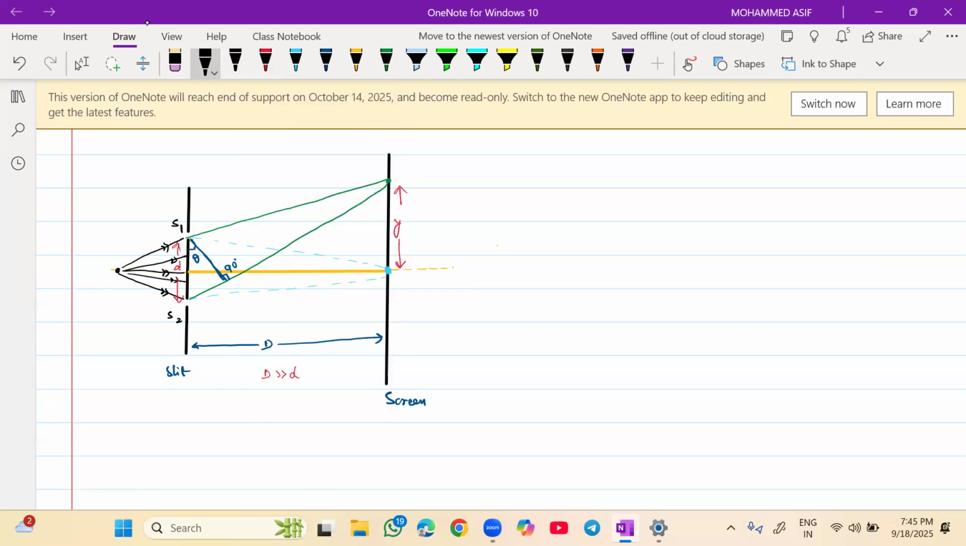So the experimental setup, YDSE, consists of what? Slits. S1 and S2 are acting as your monochromatic sources of light. And this one is called your screen. The distance between the screen and slit is capital D. Small d is the distance between the two sources, S1 and S2.